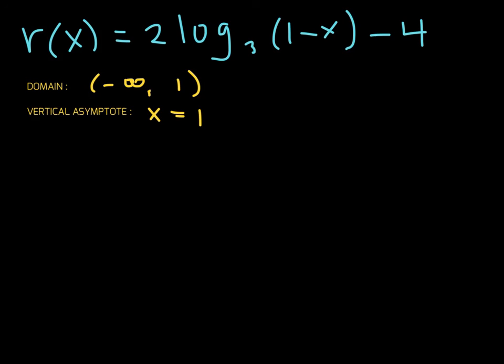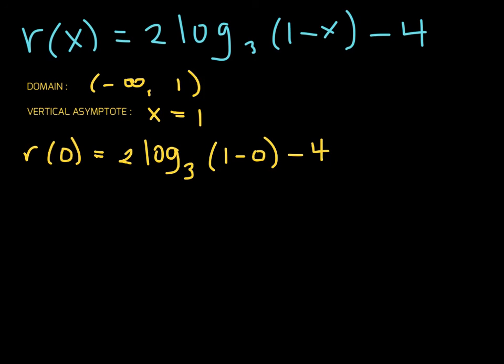All right, let x be 0. So we're going to have r of 0, which is 2 times log base 3 of 1 minus 0. I think that's going to be nice for us, minus 4. So then this is going to be 2 times log base 3 of 1 minus 4.